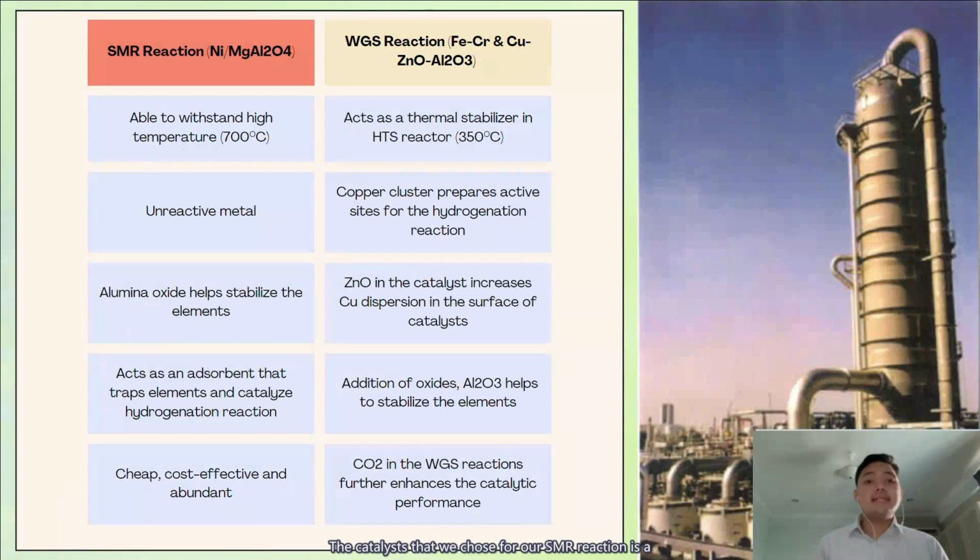The catalyst that we chose for our SMR reaction is a nickel-based catalyst supported by magnesium alumina oxide. For our WGS reactor, we have chosen iron chromium and copper-based catalysts for HTS and LTS respectively. The reasons are shown below in the table.